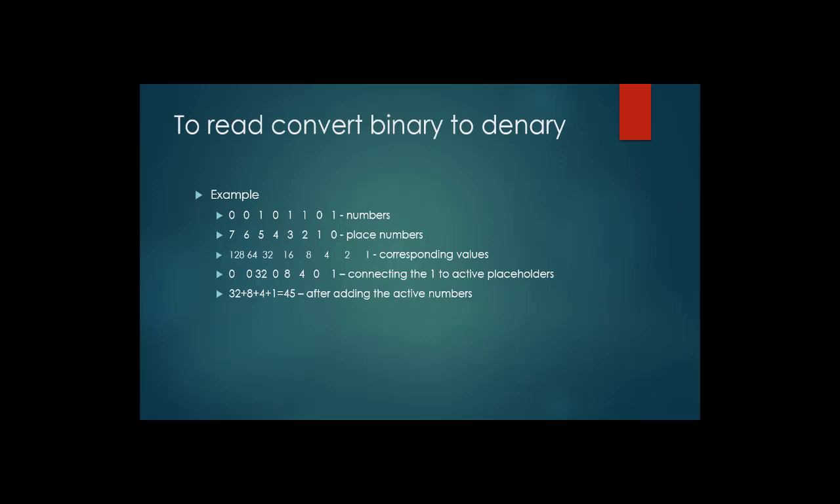Then, when a bit is on, we write that value down. Because there are zeros on 128 and 64, we put zeros. There's a 1 on 32, so we put a 32 down. There's a 0 on 16, so we put a 0 down. And so on. So we get 32, 8, and 4, and if we add all those up, this is how we find our denary. So this is binary to denary.